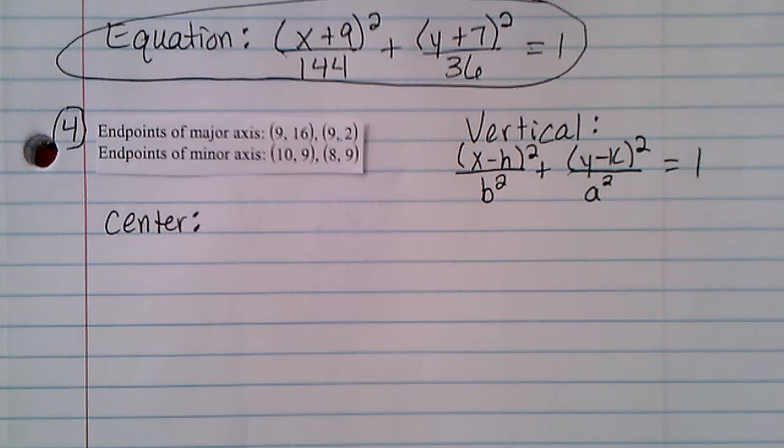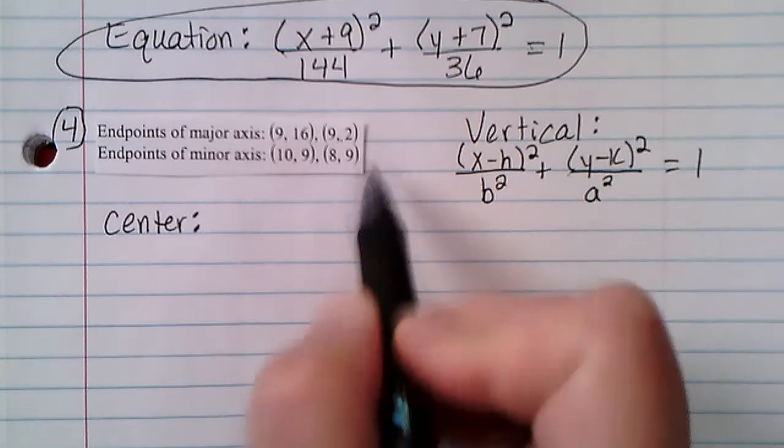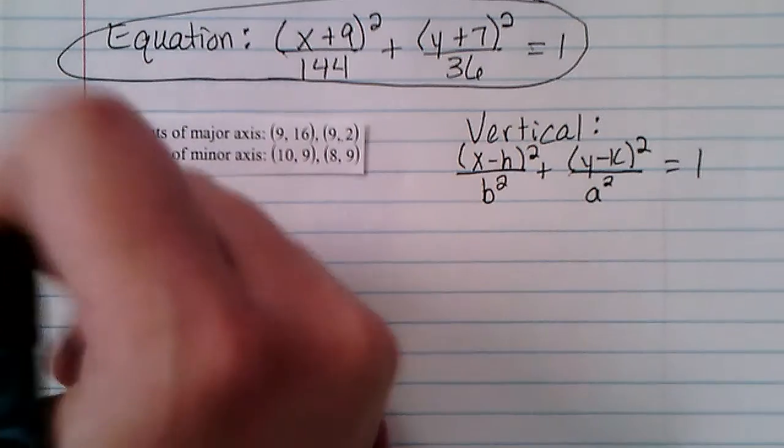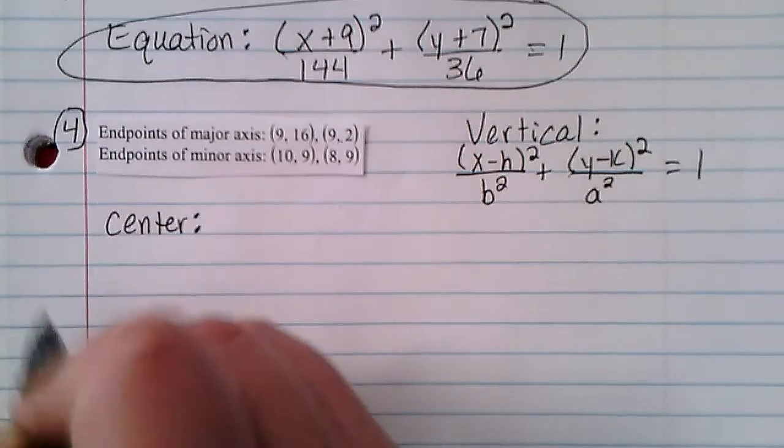And remember, the center is the middle. So we're going to be using the midpoint formula, not the distance formula, because we actually do want a point. Distance doesn't give us a point, it gives us a length. But midpoint actually gives us a point. So we can pick either. I'm just going to go ahead and use the major axis. Like I said, it really doesn't matter. We're going to get the same answer either way.